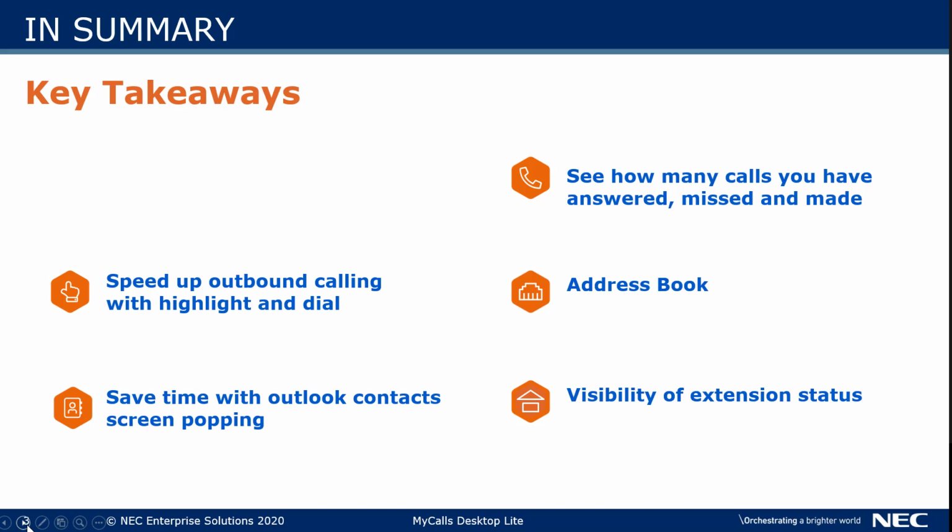So visibility of extensions. When you dial an extension, you can actually see before you dial them when they're on the phone or off the phone, because you may automatically go to voicemail, and you don't really want to do that. You may want to use instant messaging, of course.